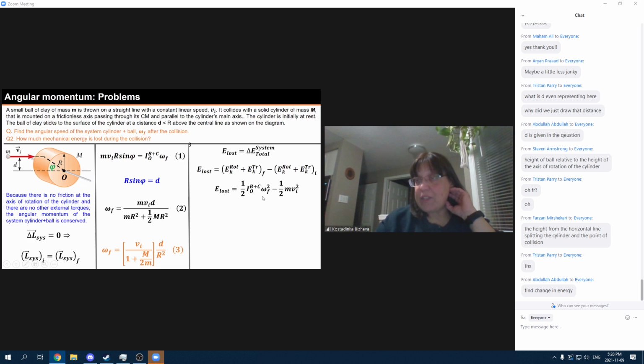What we're left with is the rotational kinetic energy when the ball is stuck on the surface of the cylinder, minus the initial kinetic energy of the ball as it was flying toward the cylinder immediately before the collision. Then we can rearrange the parameters. If we take the expression for omega final from equation number 3 and plug it in, we can simplify the expression for the lost energy and express it only in parameters that were actually given in the text of the problem.